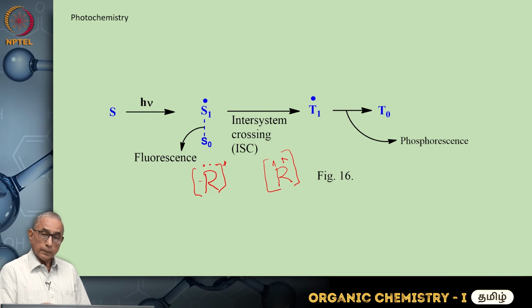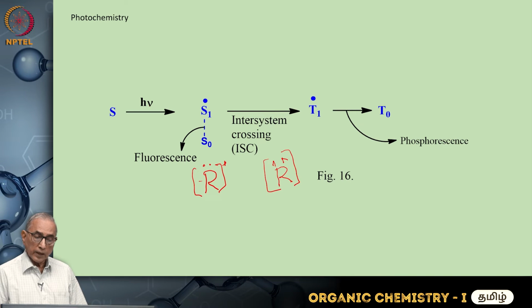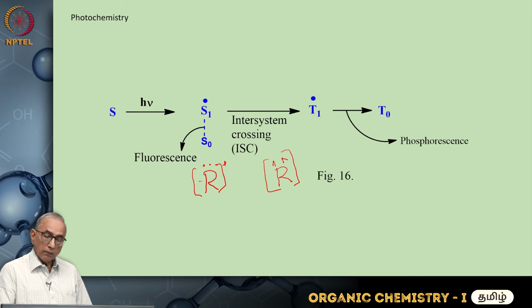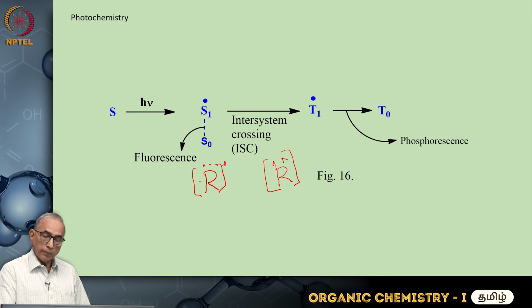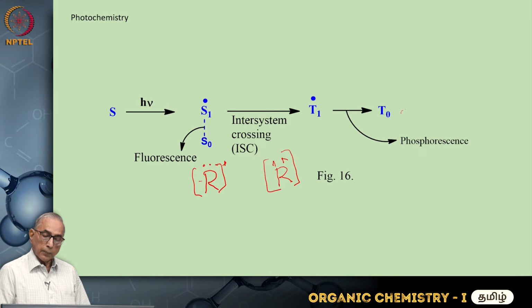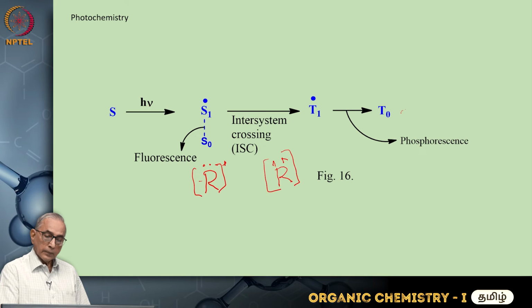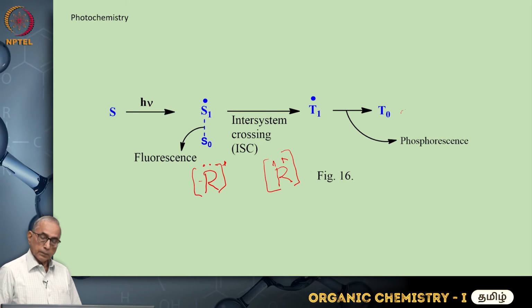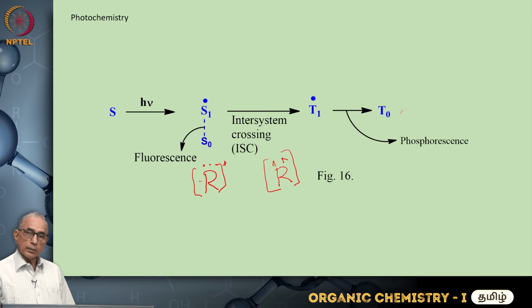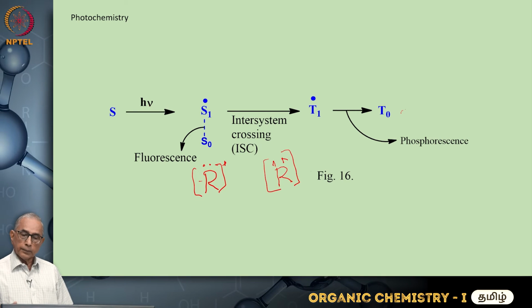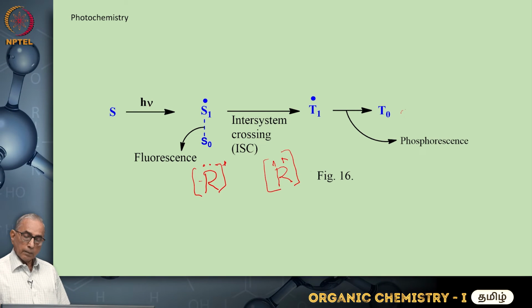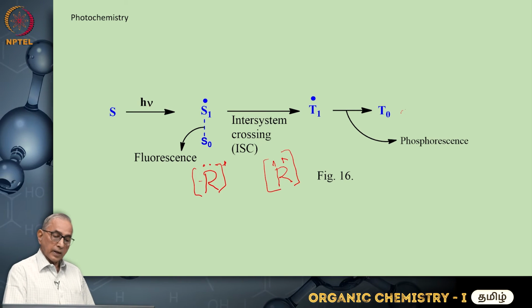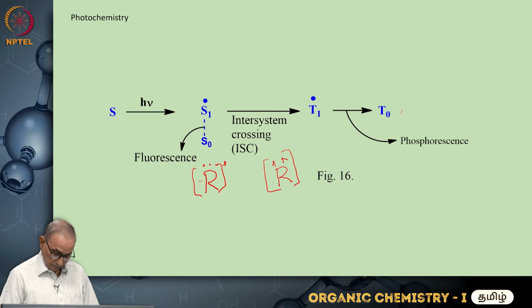The triplet state usually has a longer lifetime than the singlet state, and when it emits light to form the ground triplet state, this is the excited triplet, this is the ground triplet state, it produces phosphorescence. That means it emits light over a longer period of time and usually at a longer wavelength, because the energy of this is much higher than the energy of the singlet state.